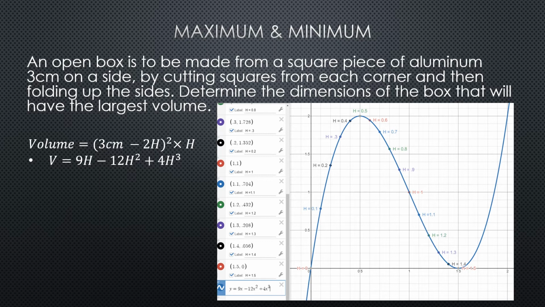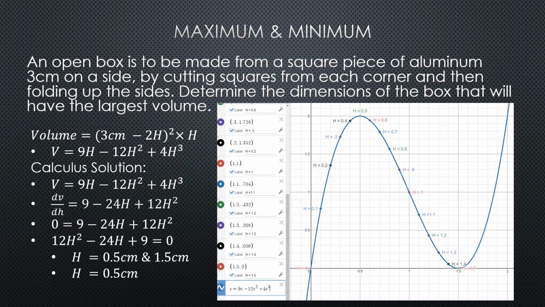We know we can't cut more than 1.5 out of each side, so the other part where the curve starts to go back up is beyond the scope of our original dimensions. So we're not using any part of that curve. When we look back here, graphically it looks like at 0.5, a height of 0.5, gives us our maximum volume of 2. So we've basically done the graphical analysis of this question.